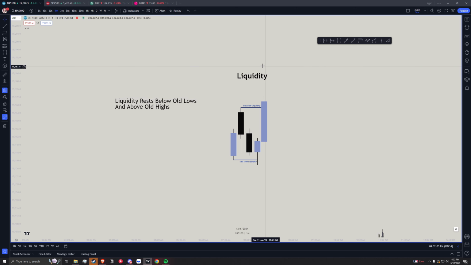Today, in this episode of Understanding ICT Concepts, we're going to go over liquidity: what liquidity is, how to spot liquidity, and how to understand where the market is going using liquidity. Before we get started, I just want to mention that liquidity rests below old lows and above old highs. And what does that mean?